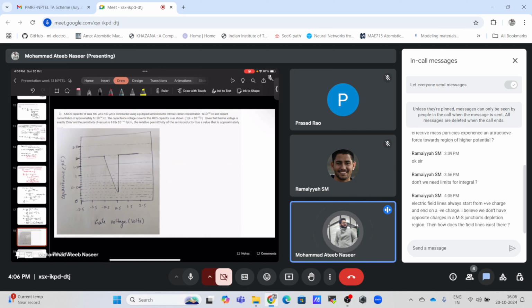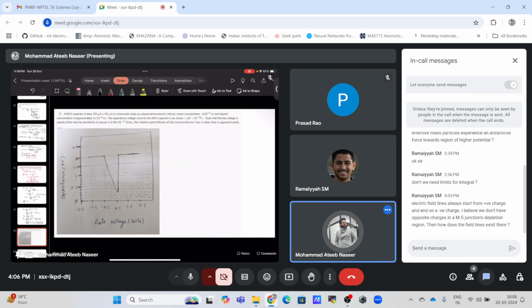What are you trying to infer? Mr. Ramaya, why isn't there an opposite charge in the metal semiconductor junction depletion? So in a depletion, we'll have only one kind of charge, right? Metal is also there, na? Metal is in contact with the depletion, this semiconductor. Electrons in the metal. Yes, absolutely. You always have that.